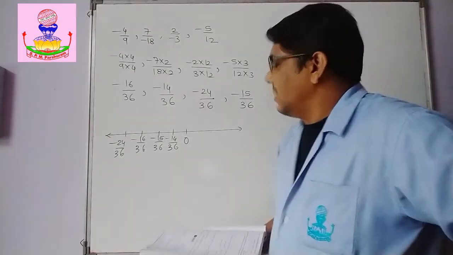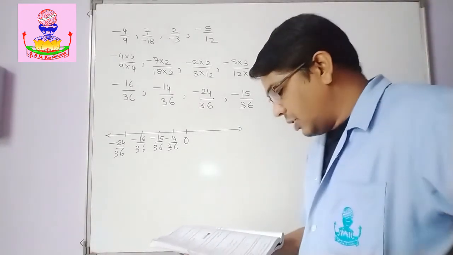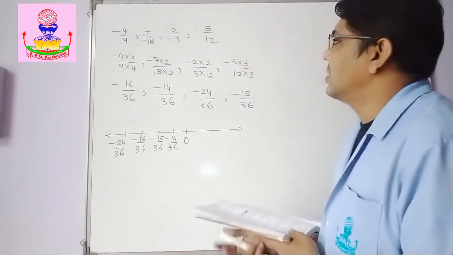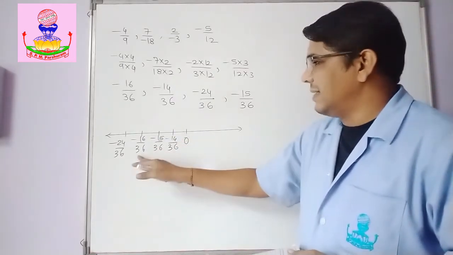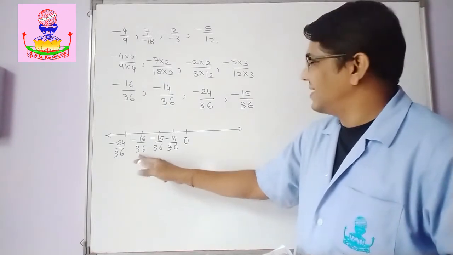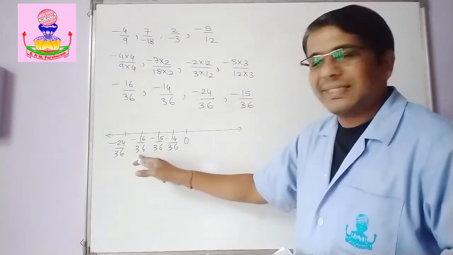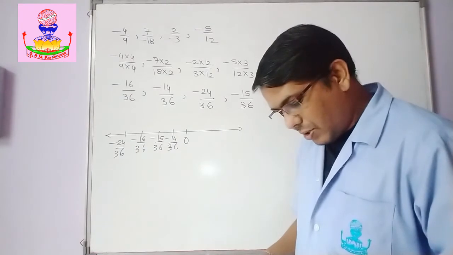Minus 9 upon 4 will be first. Minus 4 upon 9 will be first. Now 4 upon 9 means minus 16 upon 36. Is it correct? No, it is not first. It is third last. Okay.